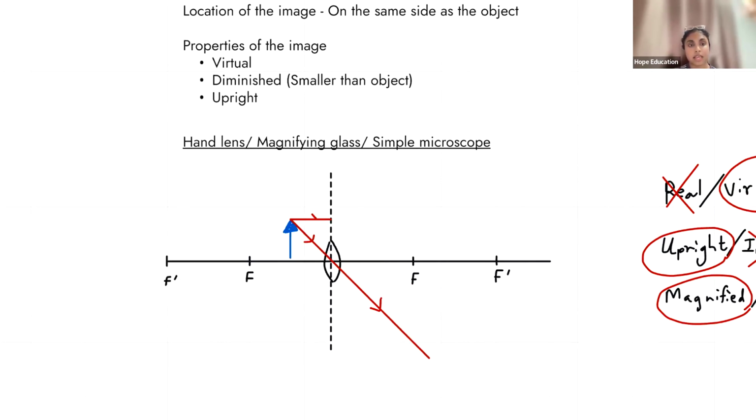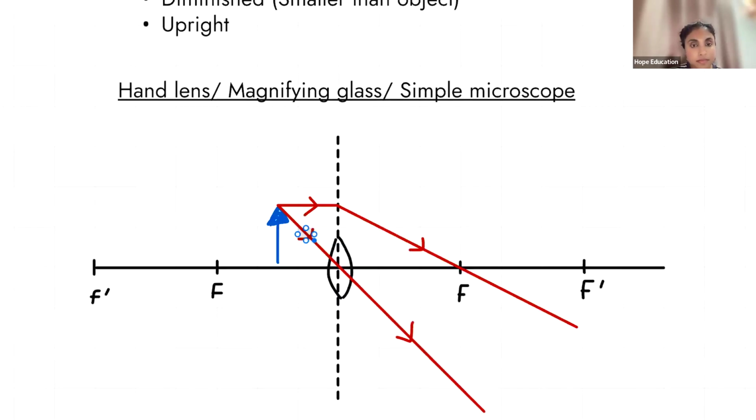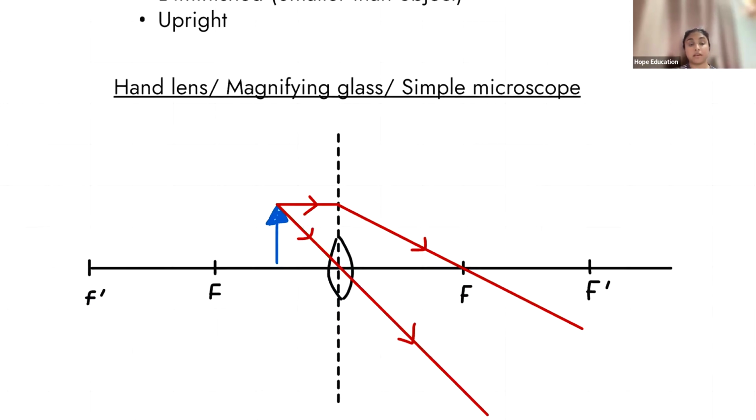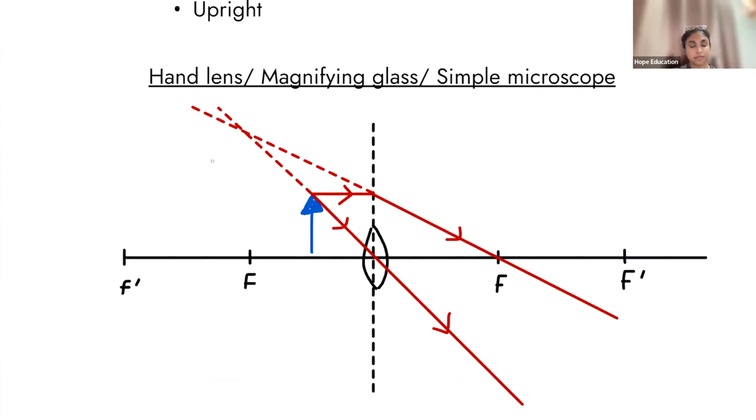Like this. Then you extend them backwards. Let me zoom this in a bit. So you extend this like this because they don't meet at the front of the lens. So I'm going to extend this backwards like this. And we can see they meet here. Since the image is on the same side as the object, it's a virtual image. So this is the image, this is the object.